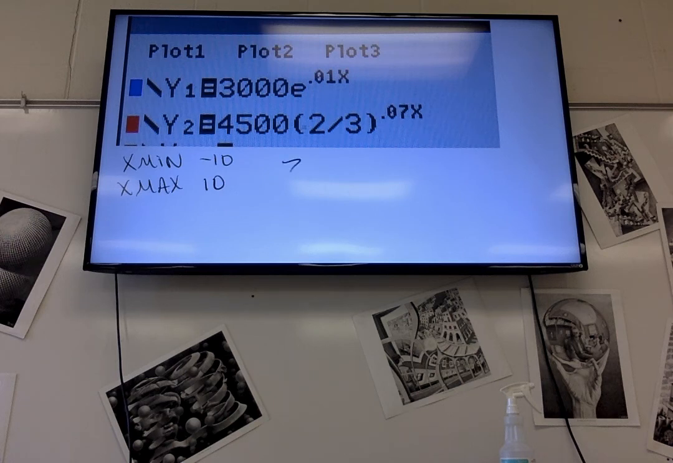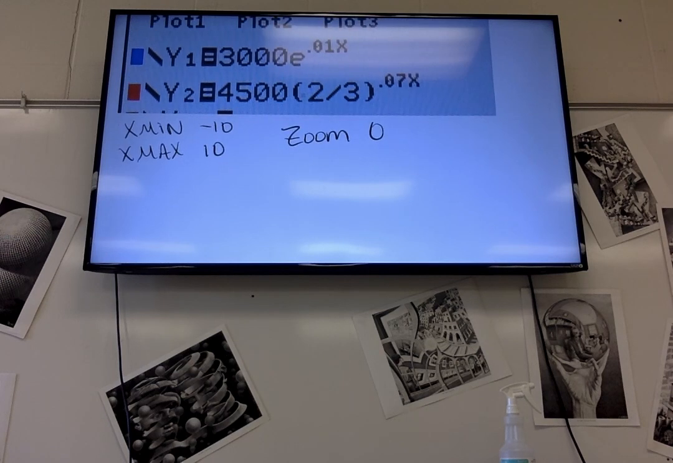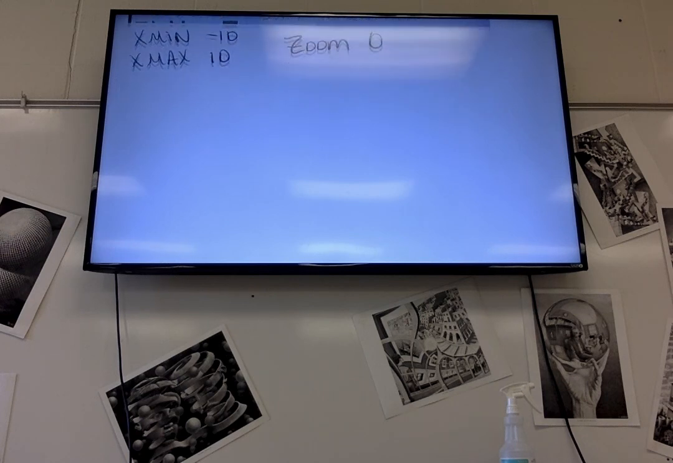And then hit zoom 0, which fits it. It's called zoom fit. It fits it in your window. Now it'll take a minute. And we may need to extend it out some, and that's okay. But this gives us usually a good place to start so that we can at least see the two. So I'm going to take a picture of this.